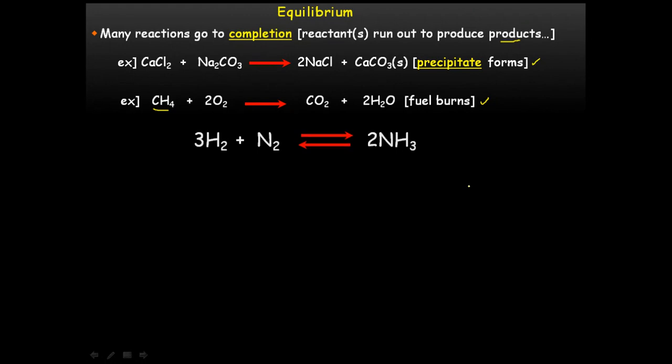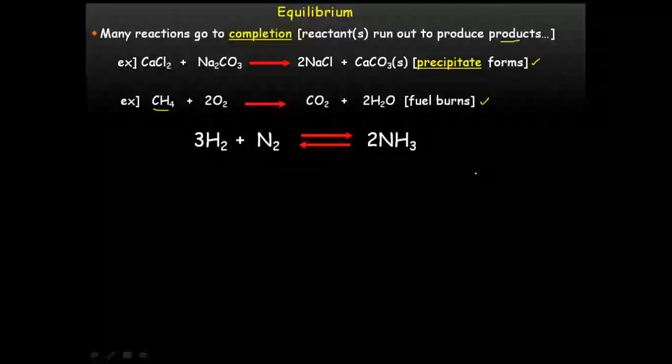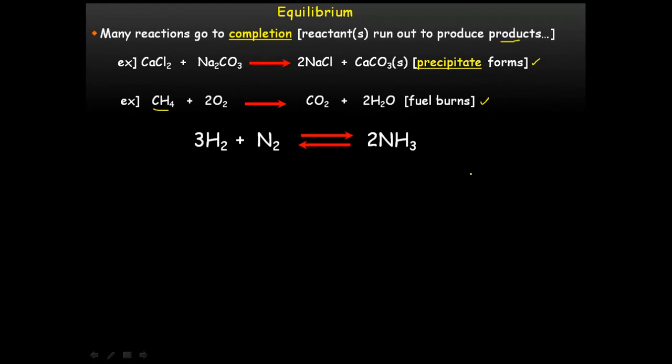However, sometimes reactions can actually reverse themselves and go backwards, even while they're going forward. You've got to think about this a little. Let's say we made ammonia, and we had 3 molecules of H2 and a molecule of N2, and they were going to react in a tank. These are going to be gases, to form NH3.